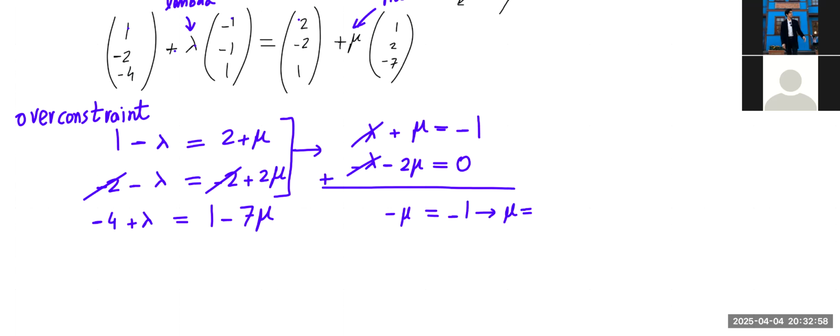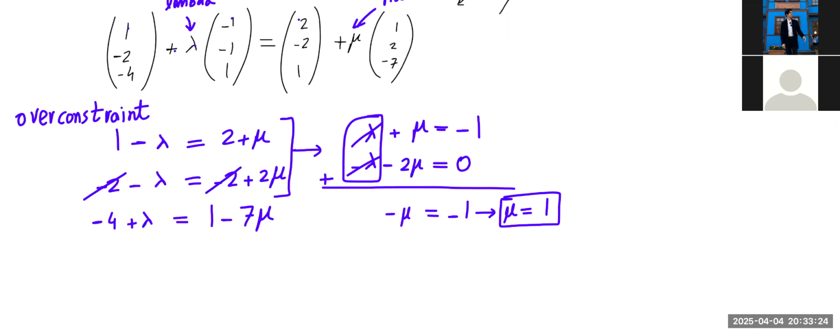Hold on, I was trying to do a substitution. So you were trying to make lambda the subject and then plug that over here. That works too, I guess. But I saw these two having opposite signs and the same coefficient, so I was lazy like that. So mu is 1, right? Yes, mu is 1.